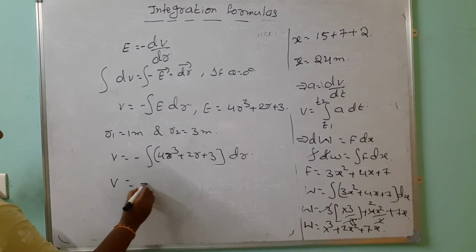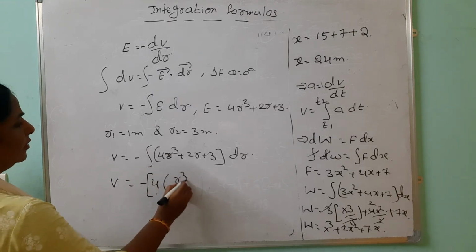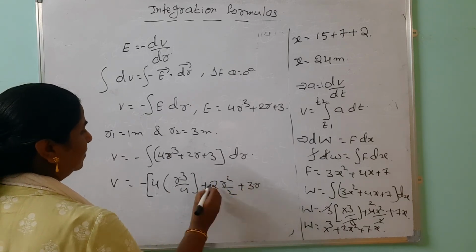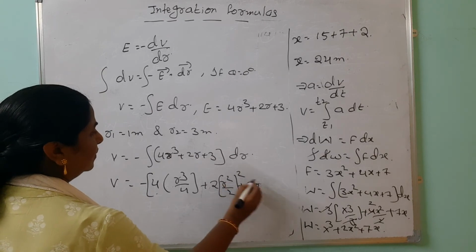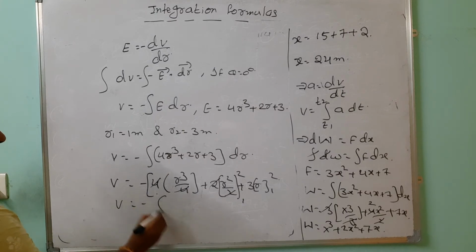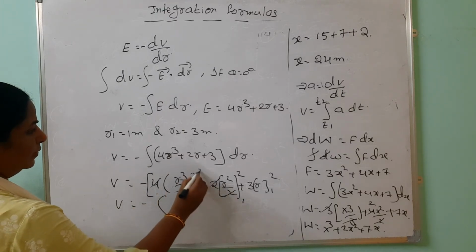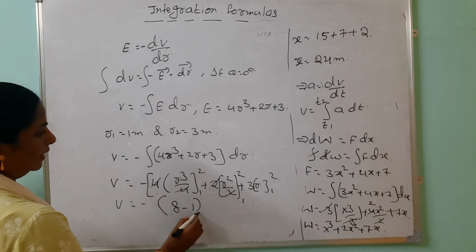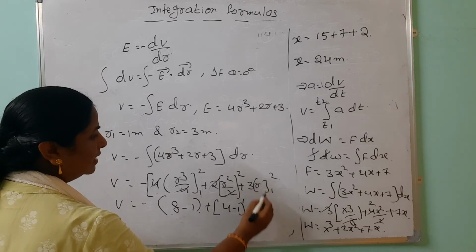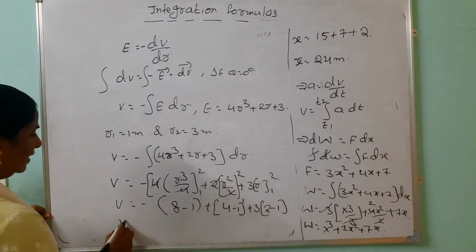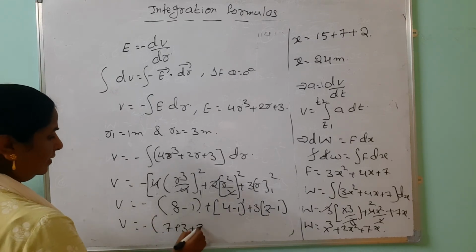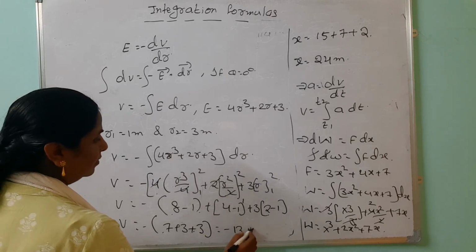Look here, V equals minus of 4 into r cube by 4 plus 2 into r square by 2 plus 3r. But what are the limits here? 1 to 2. Here also 1 to 2. This 4 cancels, this 2 cancels. Then this is minus of r cube, 1 to 2: 8 minus 1 means 7. Plus 2 square is 4 minus 1, that is 3. Plus 3 into, instead of this, you write 2 minus 1, that is 3. So finally V equals 7 plus 3 plus 3. Answer is minus 13 volts.